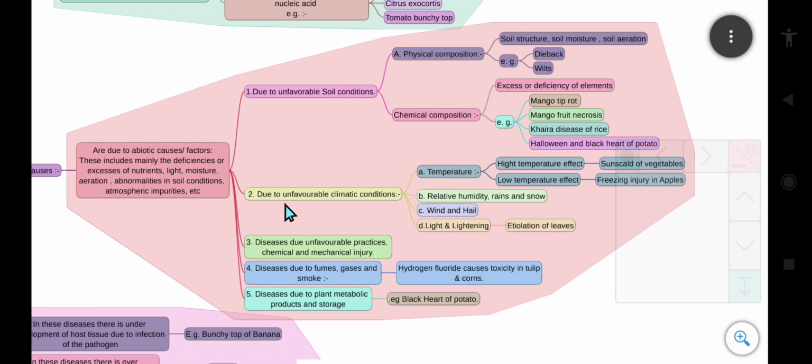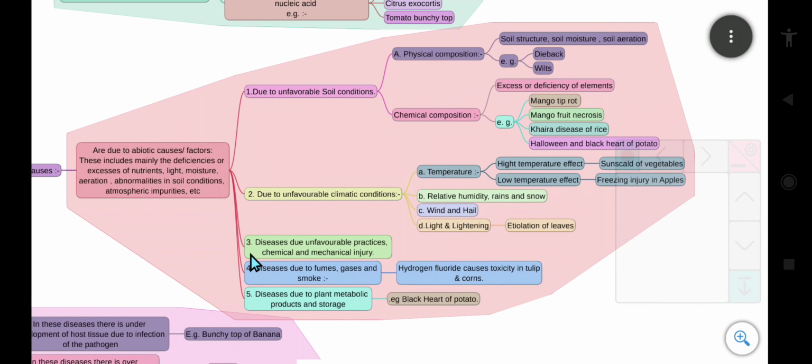Second is due to unfavorable climatic conditions. In this, temperature: high temperature effect and low temperature effect. The high temperature effect is sun scald of vegetables and the low temperature effect is freezing injury in apples. Second one is relative humidity, rains and snow. Third is wind and hail, and last one is due to light and lightning. Its example is etiolation of leaves.